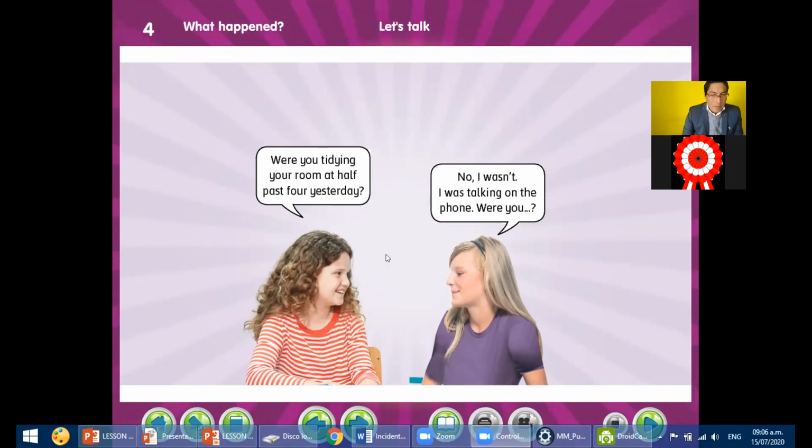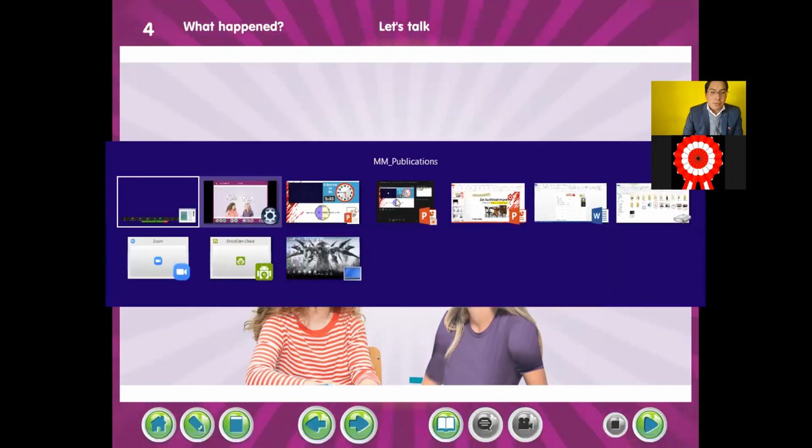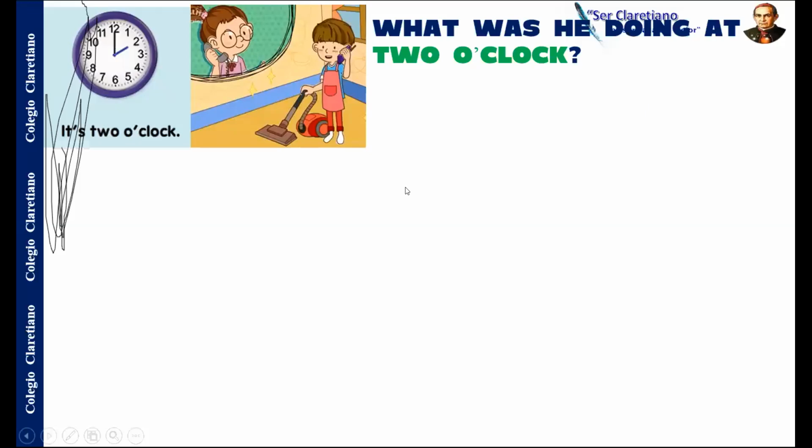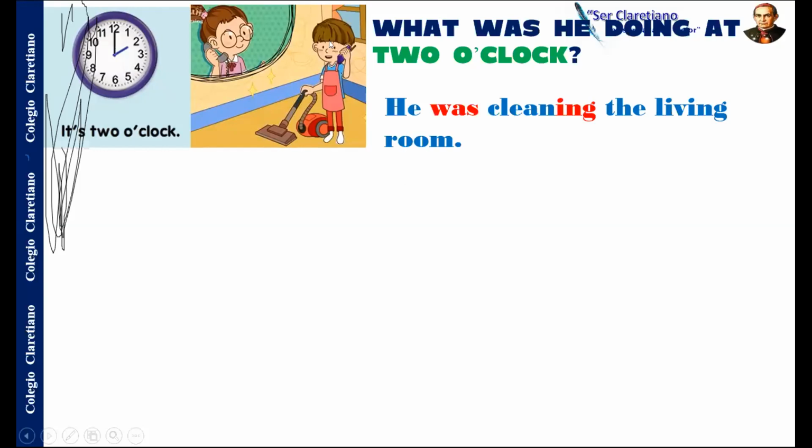Now, we finish with this part, please. Now we are going to work in our composition, okay? In our writing. Remember, we are working in past tense. What was he doing at 2 o'clock? He was cleaning the living room. Remember this, we use he was and the verb in action, please. In action, cleaning. Okay, don't forget this. He was reading. He was talking on the phone. Okay, the verb with ing.